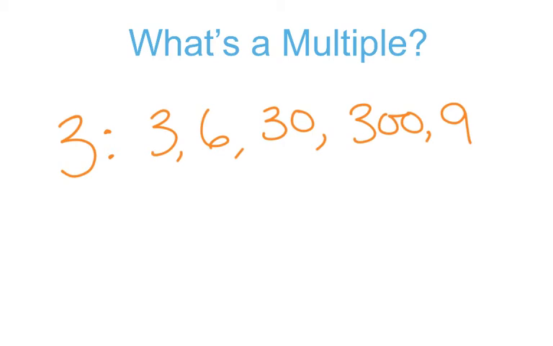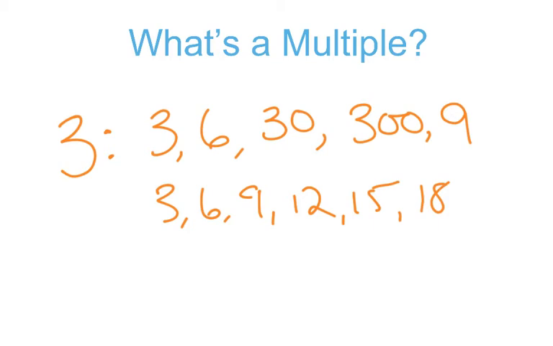Now, ideally you'd list them in order, going 3, 6, 9, 12, 15, 18. But if I ask you to list 3 multiples of 3, then you can choose to multiply 3 times whatever number you'd like. However, when we find least common multiples, we want to list them in ascending order. That means going up, because we're going to be looking at each multiple and we want to find the smallest ones that they have in common. So let's practice real quick finding multiples.